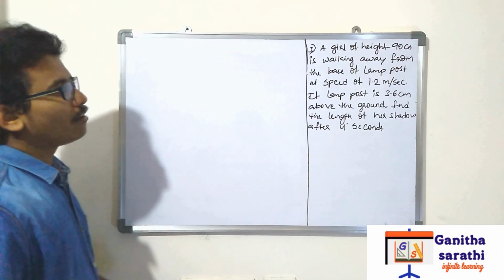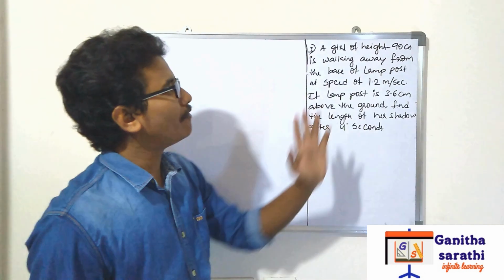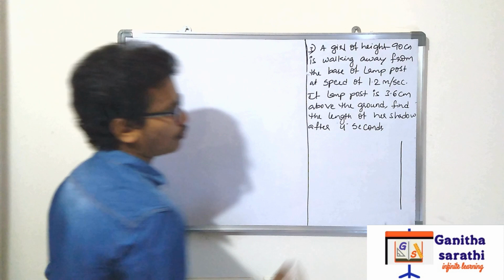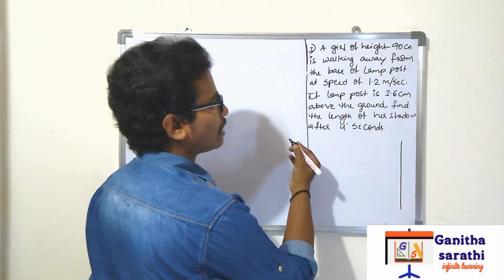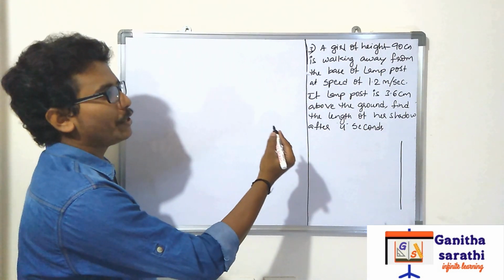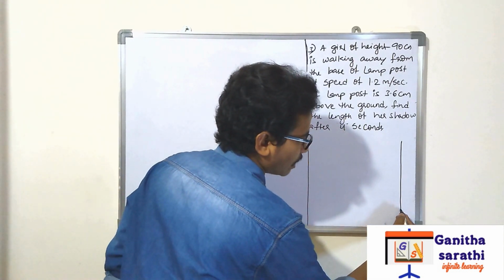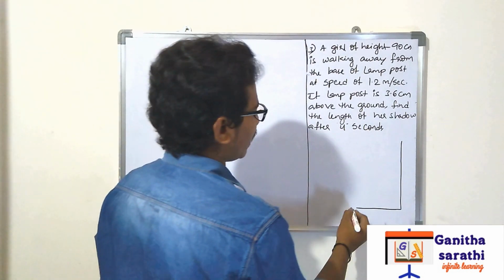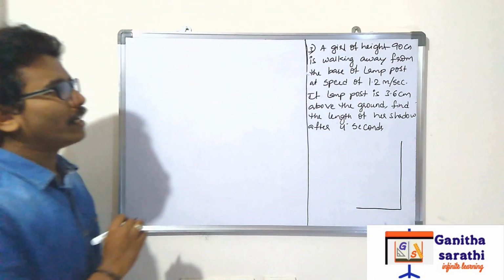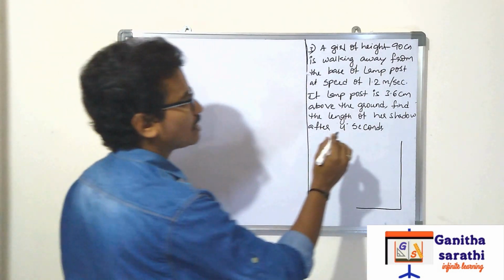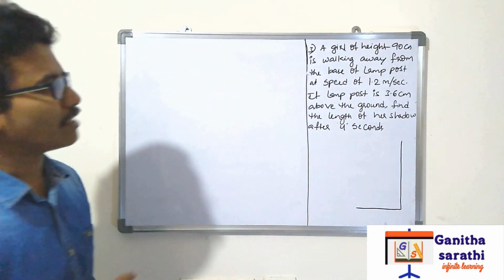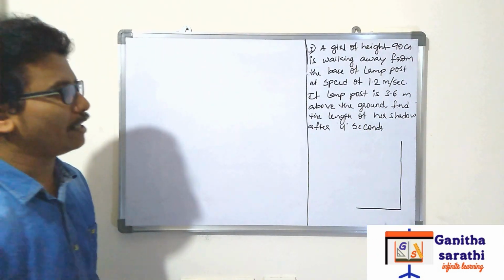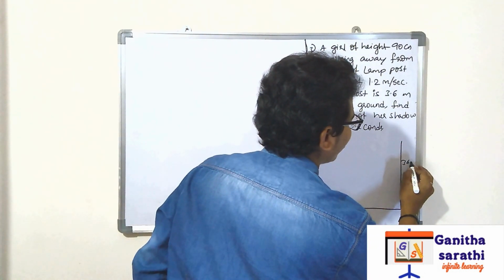See, a girl of height 90 centimeters is walking away from the base of a lamppost. So now think this is the lamppost. A girl is walking away from the base of the lamppost at a speed of 1.2 meters per second. What is the height of the girl? Height of the girl is 90 centimeters. The lamppost is 3.6 meters above the ground, not centimeters, 3.6 meters. Lamppost height is 3.6 meters.